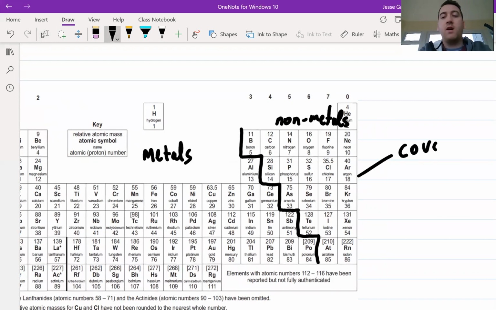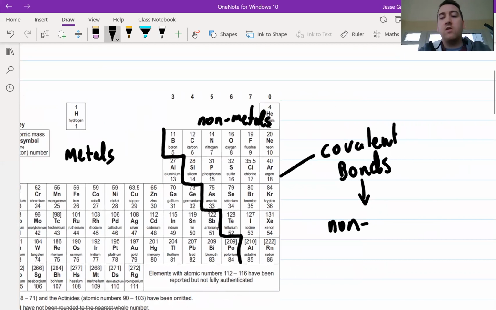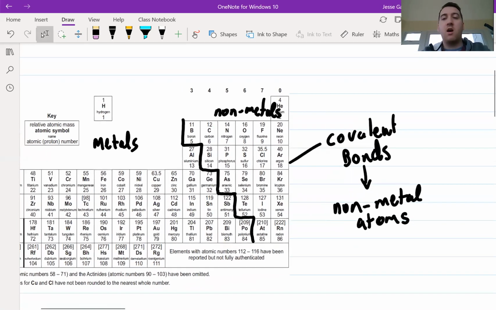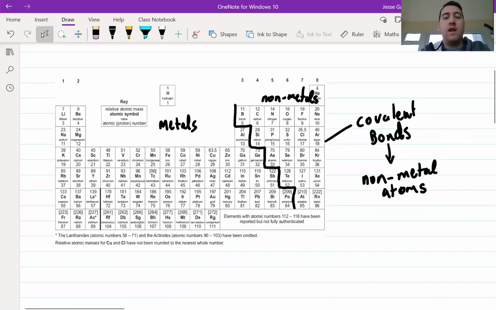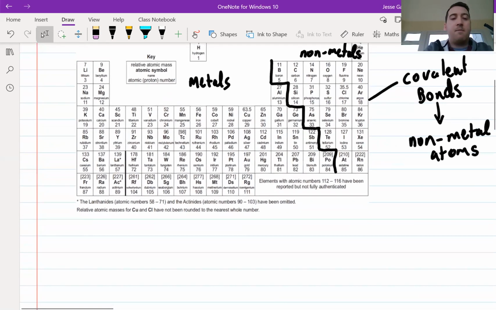So covalent bonds are formed when we have only non-metal atoms, like two non-metal atoms. So if you ever see a substance that's made of a metal and a non-metal, or has a metal in it, then it cannot be covalent bonds. Covalent bonds only have non-metal atoms. Let's look at some examples.